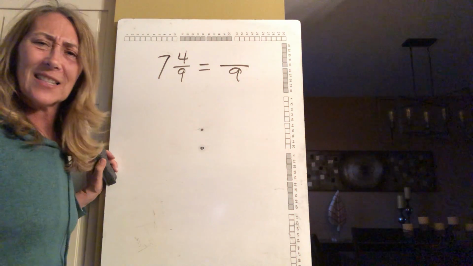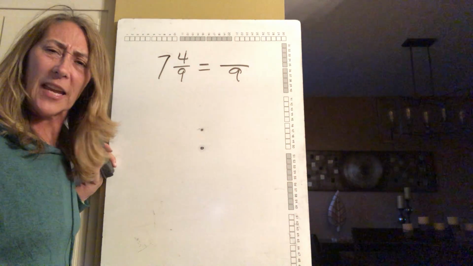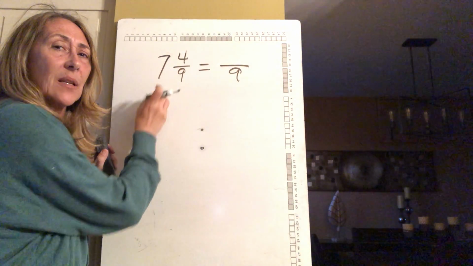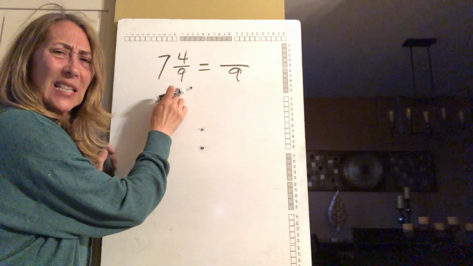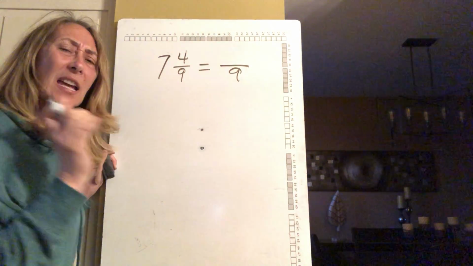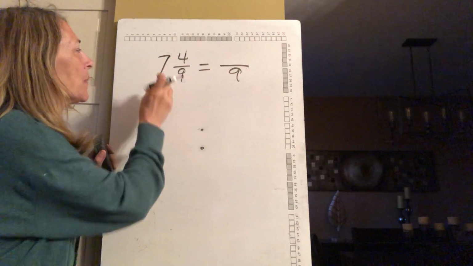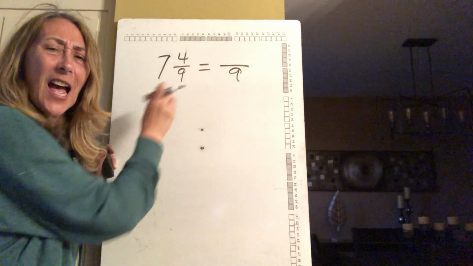Seven 4/9. That's a mixed number. We're going to make it a fraction greater than a whole. I have 7 wholes, and I'm dealing with ninths. Ninths is my denominator, so it takes 9 pieces to make a whole. So that's like 7 groups of 9.